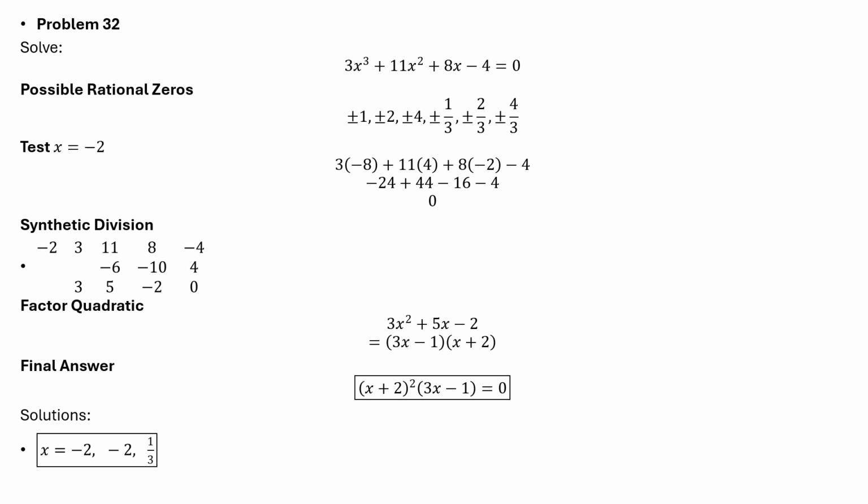Negative 2 is a rational zero. After synthetic division, the quotient factors into 3x minus 1 and x plus 2. Therefore, negative 2 is a repeated root, and 1/3 is the remaining solution.